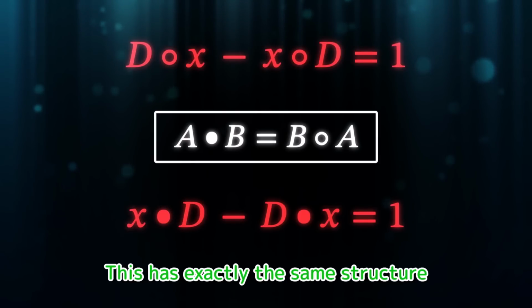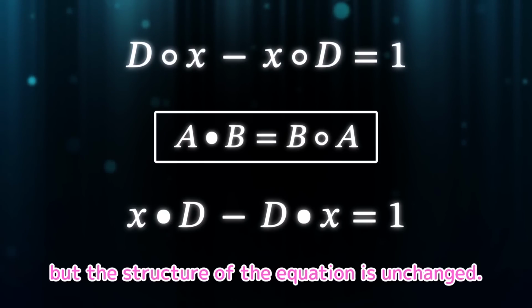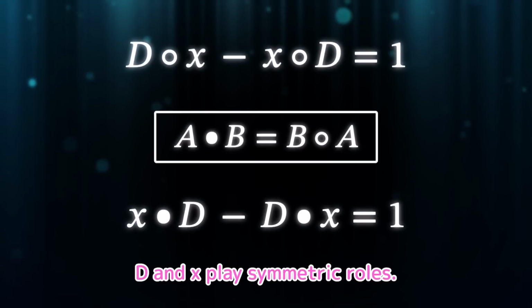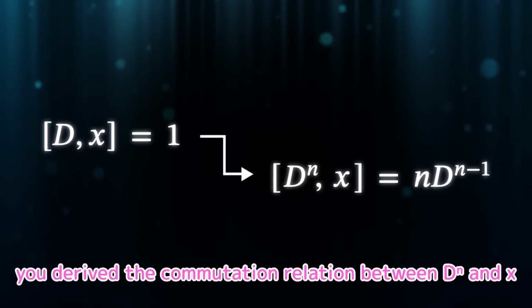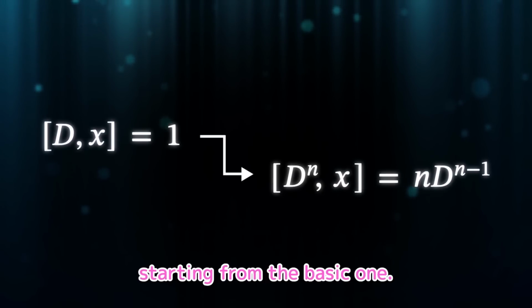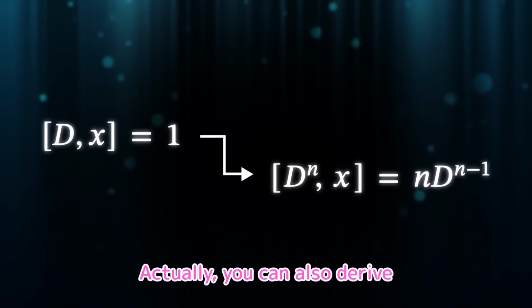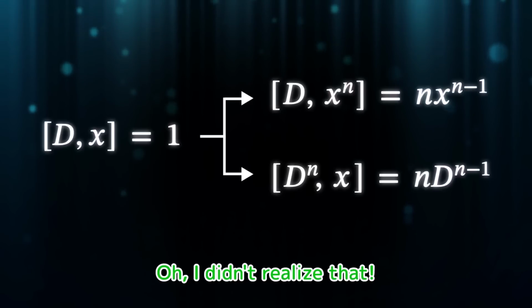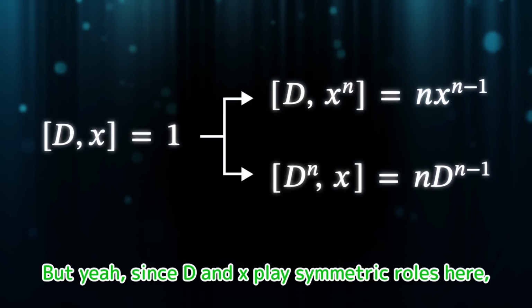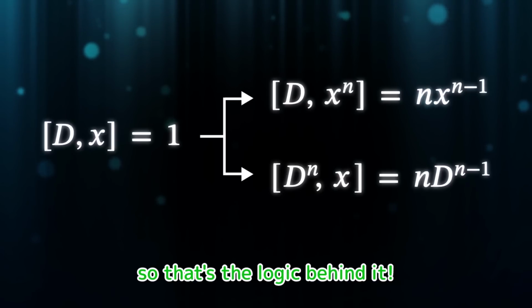Wait, this has exactly the same structure as the original equation. D and x have swapped places, and composition became bullet, but the structure of the equation is unchanged. In terms of the commutator, d and x play symmetric roles. Really? Is that so? Earlier, Zundamon, you derived the commutation relation between d to the n and x starting from the basic one. Wait, how do you know about my calculations? Actually, you can also derive the commutation relation between d and x to the n from that same basic relation. Oh, I didn't realize that. But yeah, since d and x play symmetric roles here, it's not surprising that we can derive similar equations. I see. So that's the logic behind it.